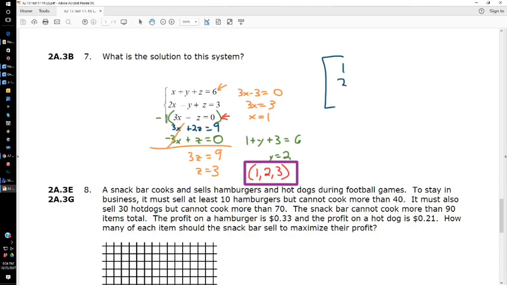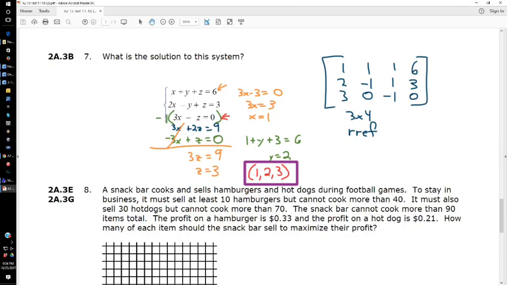If you want to check your work, you can always build an augmented matrix. 1, 2, 3. 1, negative 1. Don't forget your 0 because there is no y. 1, 1, negative 1, and then 6, 3, 0. Plug that into your matrix as a 3 by 4 matrix. Then run your rref function.